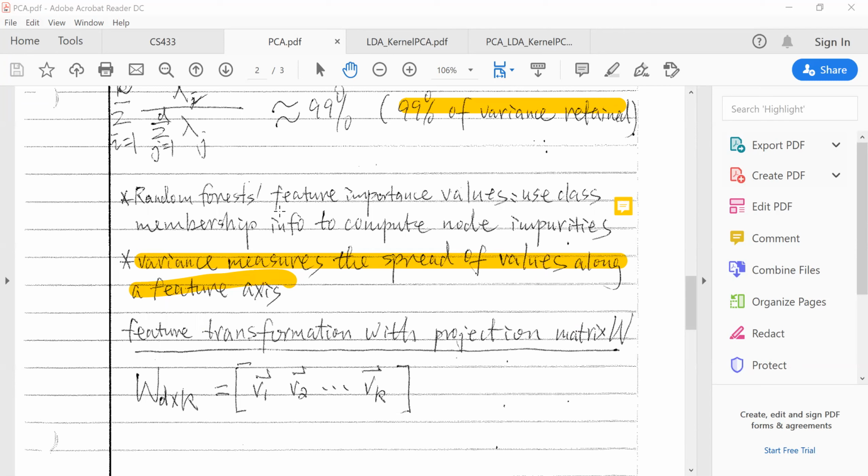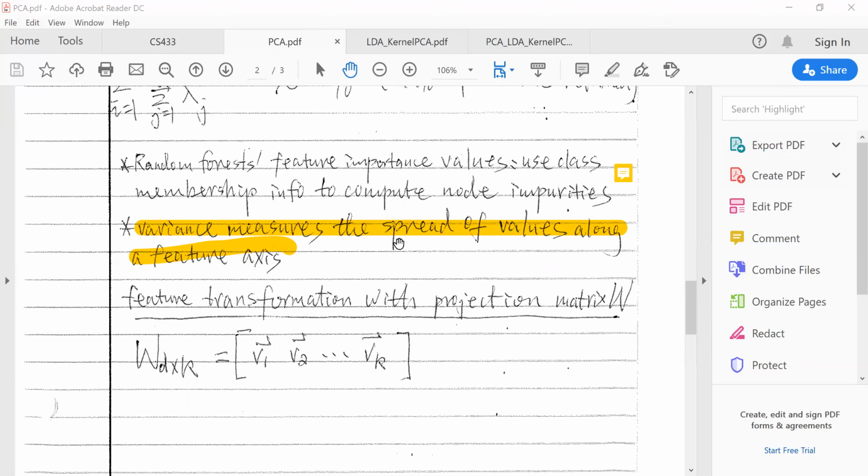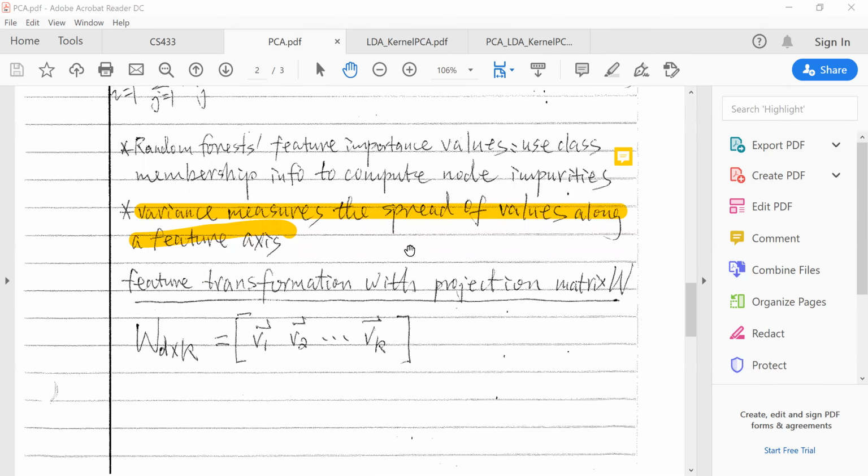One nice feature of random forest is that it gives you the feature importance. Then you can use the feature importance parameter to pick useful features. Basically, random forest can use class membership to compute the node impurity, so we can use random forest to do feature selection. And over here, you see it's a different concept.